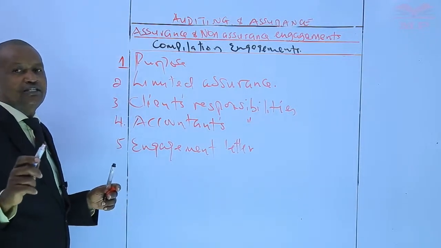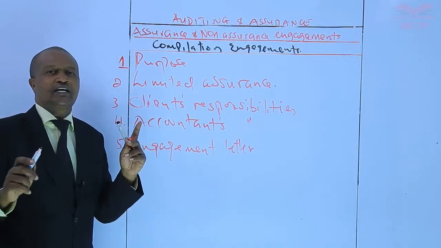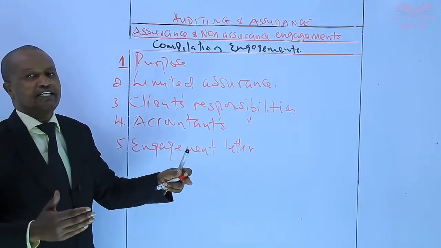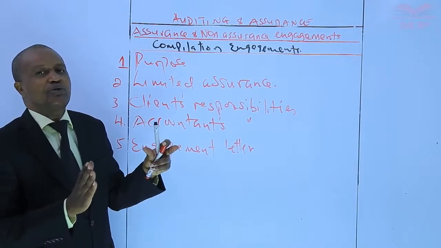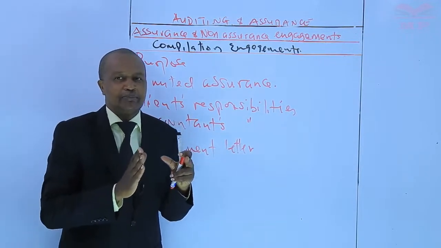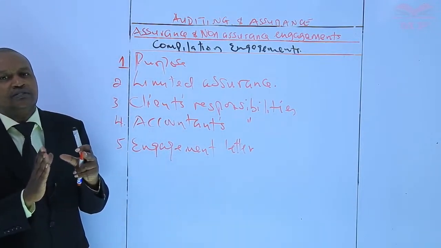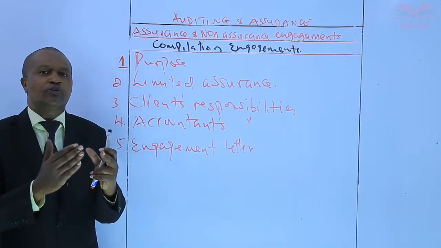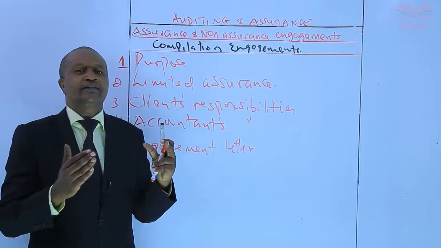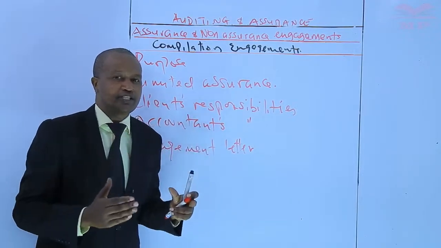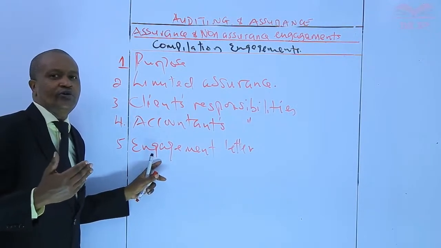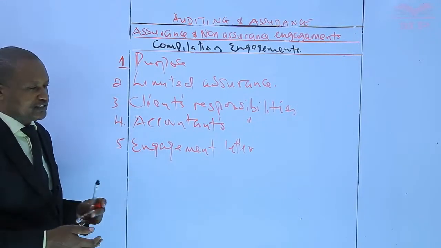Engagement letter. Before undertaking a compilation engagement, the accountant and the client typically enter into an agreement that outlines the scope of the engagement, the responsibilities of both parties, and any limitations on the accountant's services.